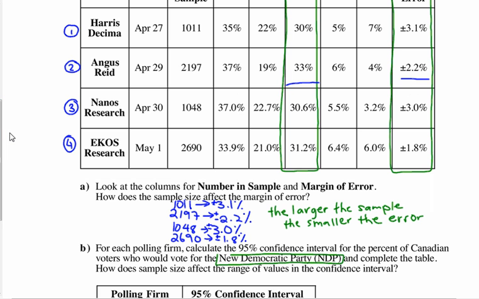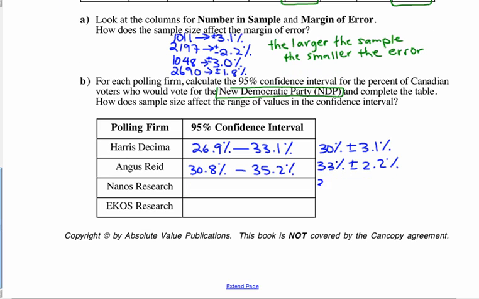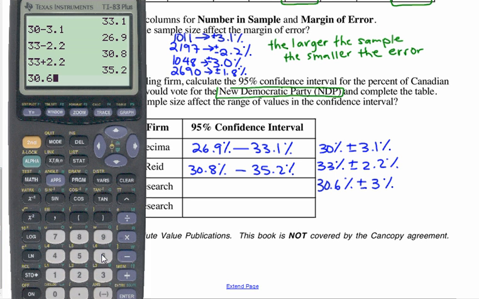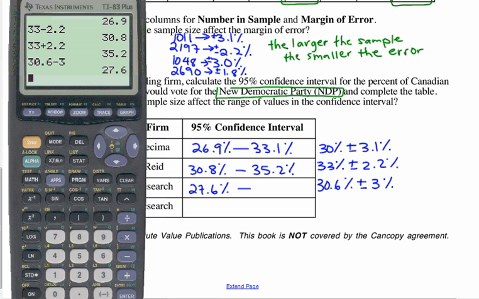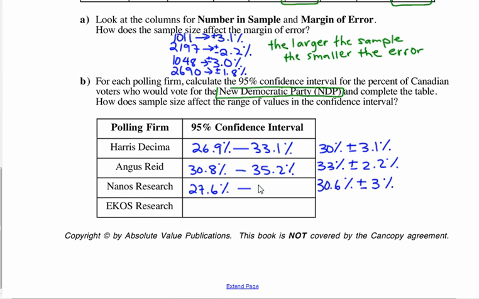Nanos, now we're doing 30.6 plus or minus 3%. So to get our low value, we take the 30.6 minus the 3, which gives you 27.6. So between 27.6 and 30.6 plus 3, which gives you 33.6% of the population. In this survey, they thought between this range of the population will vote New Democratic.